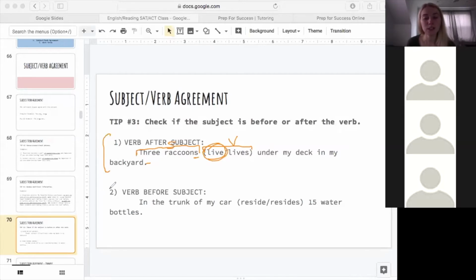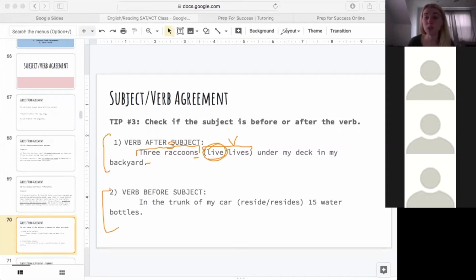Now, if we take a look at this one, it's kind of got a flip-flop structure. If you say, in the trunk of my car reside or resides 15 water bottles, what am I talking about? Am I talking about the trunk, the car, the water bottles? It's a little bit hard to identify.